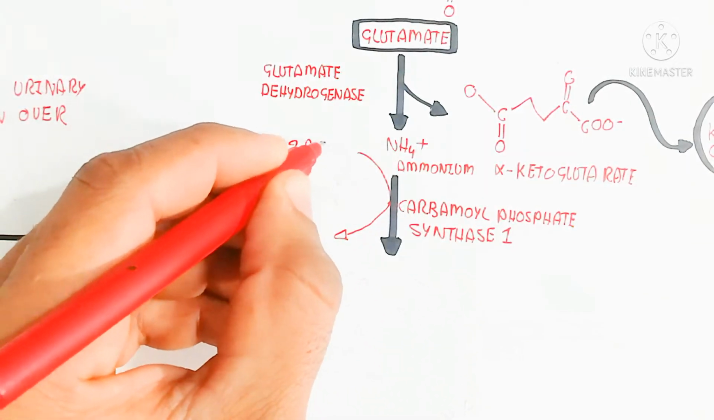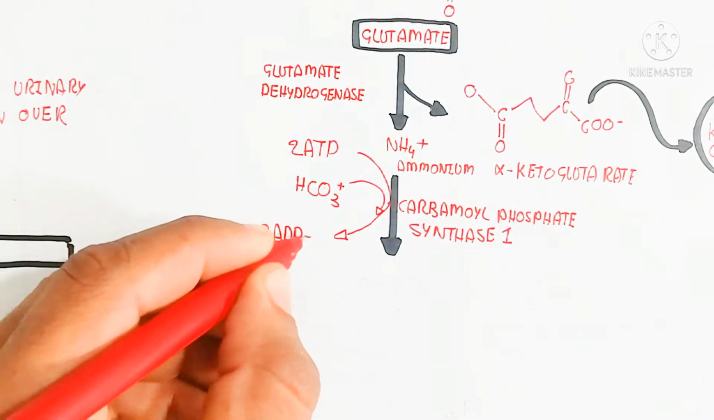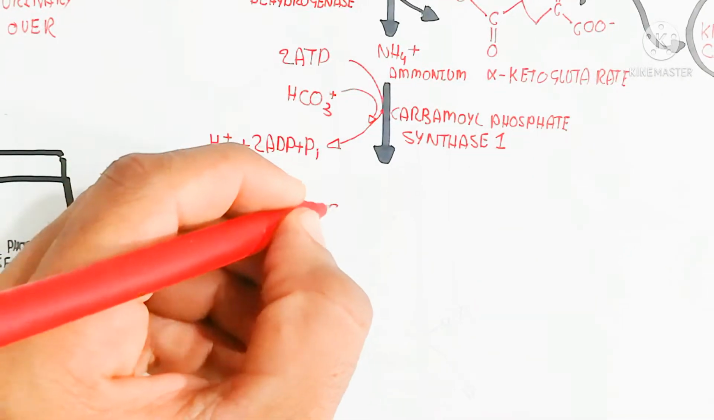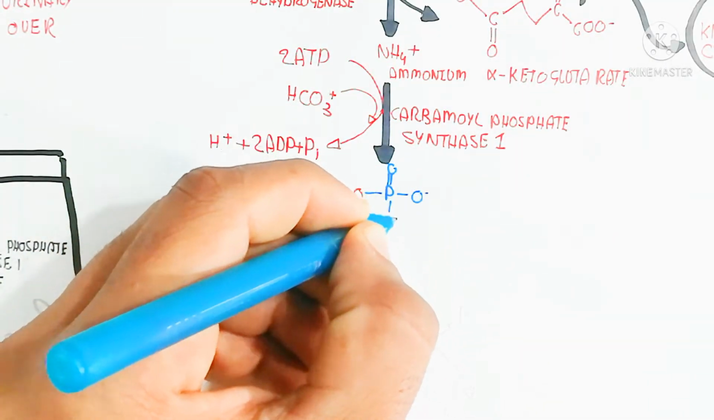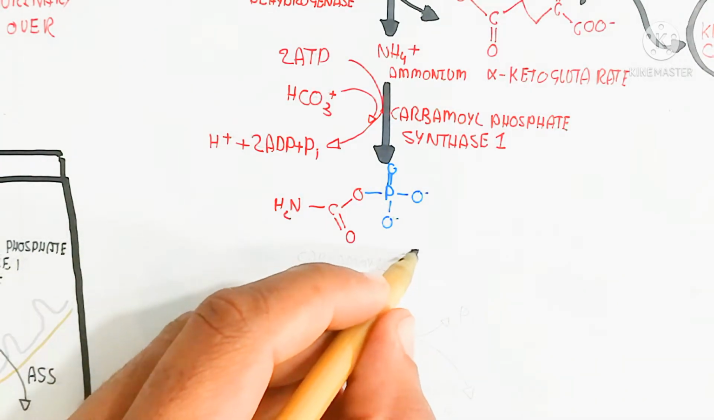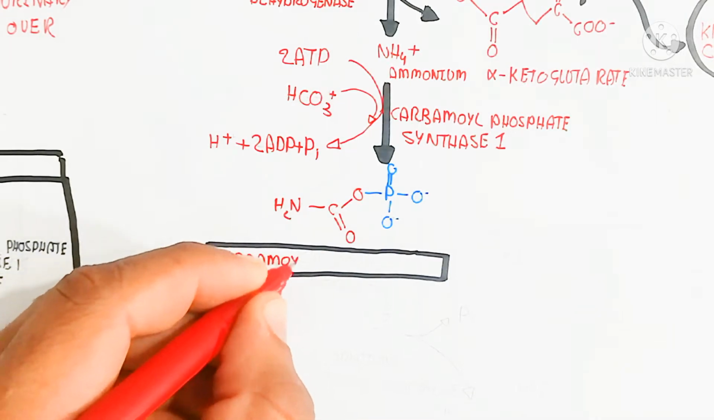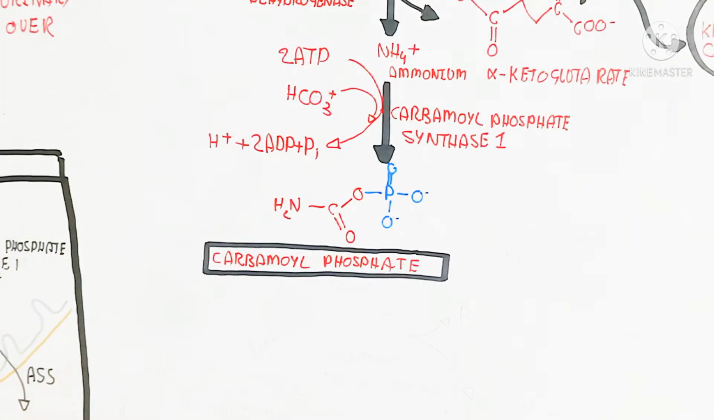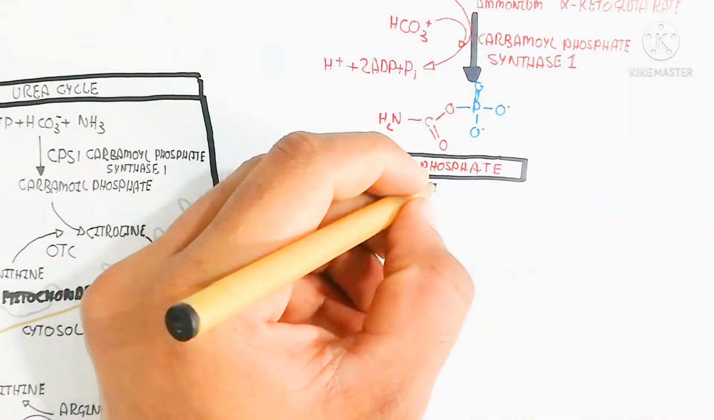So the important thing here is that two ATP are used and hydrogen bicarbonate is used to separate the phosphate group, giving 2 ADP and a proton. So the carbamoyl phosphate synthase enzyme 1 is used to produce the carbamoyl phosphate. And this carbamoyl phosphate is basically the attachment of the phosphate group, as you can see here, with the carbamoyl.